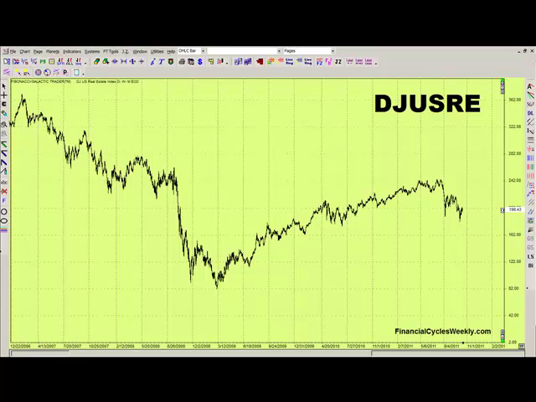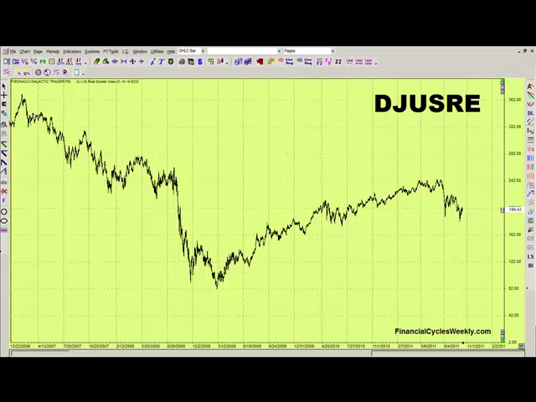This is Tim Bost with FinancialCyclesWeekly.com, and wanted to take a minute today to look at some planetary price lines and how they function. What we're doing is exploring, for the first time here, a chart for the Dow Jones U.S. Real Estate Average, symbol DJUSRE for Dow Jones U.S. Real Estate.